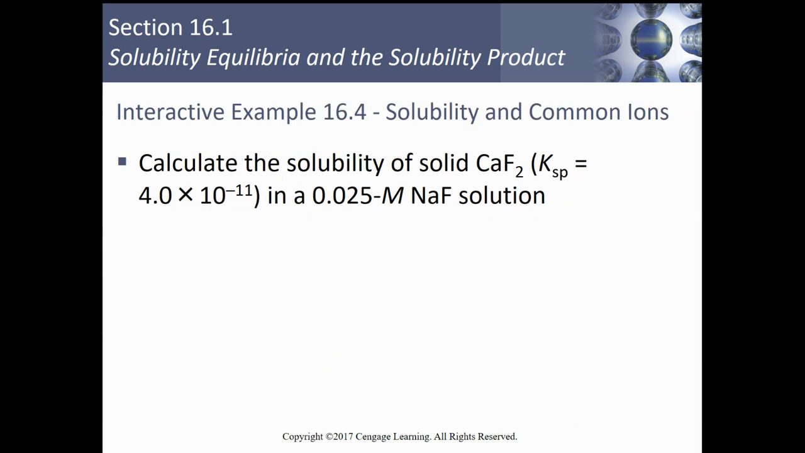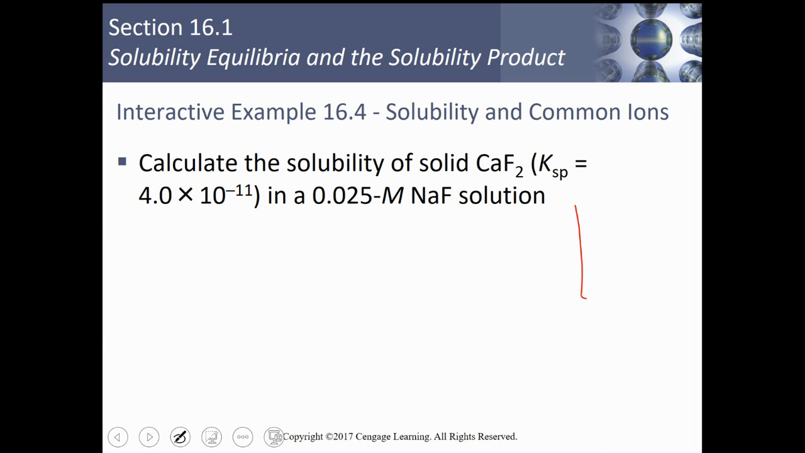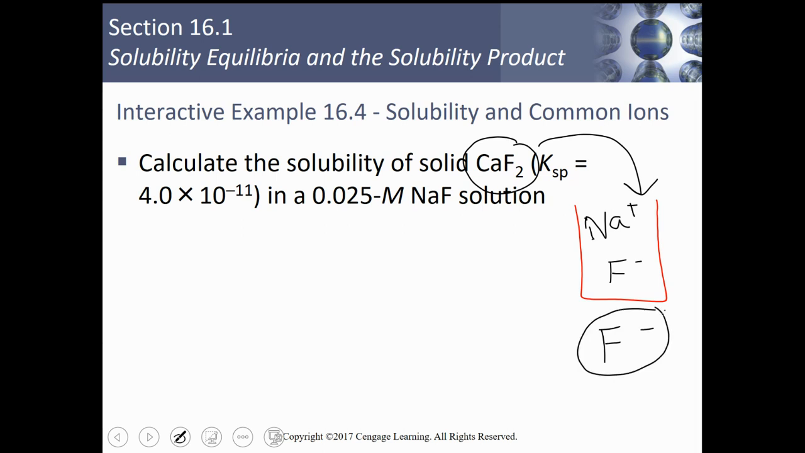Here, calculate the solubility of solid calcium fluoride given the KSP in a 0.025 molar solution of sodium fluoride. Okay, so now your solution's composed of, we draw like a little picture. Your solution already has Na, or sodium, ions and fluoride ions. So you're adding calcium fluoride here, so your common ion is going to be that fluoride. So we're going to see how that comes into play now in our little ICE charts.